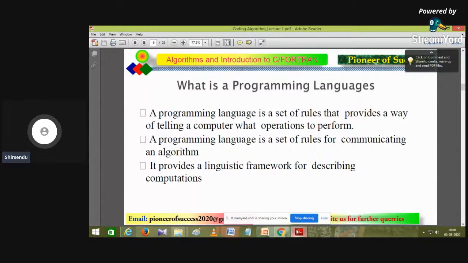So here I have again taken something about programming languages. A programming language is a set of rules. I have already told you that you have to follow certain rules in a stepwise manner, because otherwise it will not be meaningful. It will not be able to do a particular job. So a set of rules is very important. Then, a programming language is a set of rules for communicating an algorithm. Now, what is an algorithm? Algorithm means a sequence of steps. Suppose when we do a particular job, like we have to go for an examination, we are appearing for the GATE examination.